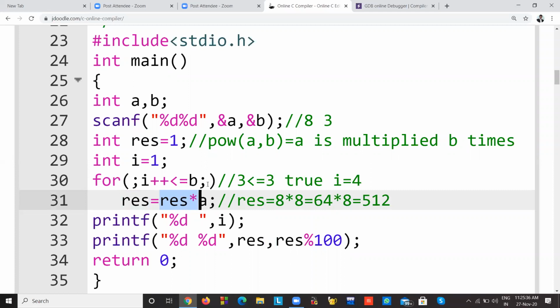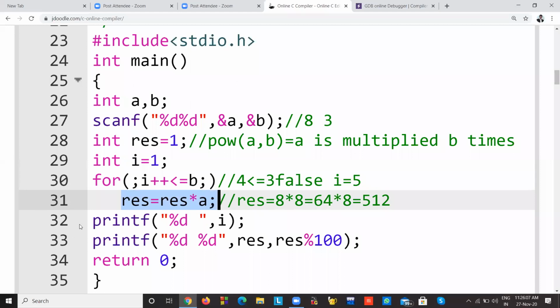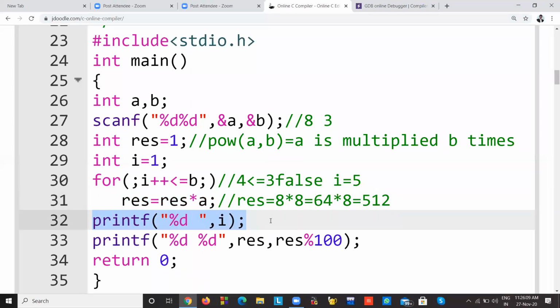Now program control comes here. Then again the test condition, 4 less than or equal to 3, false. I told you already, it may be true, it may be false, whatever the truthfulness of the test condition, I gets incremented. False అయినా కూడా I increment అవుతుంది, I is equal to 5. But anyhow, since it is false, res is equal to res into a is not going to be executed. Program control comes to the outside of the loop, that is it will come here.